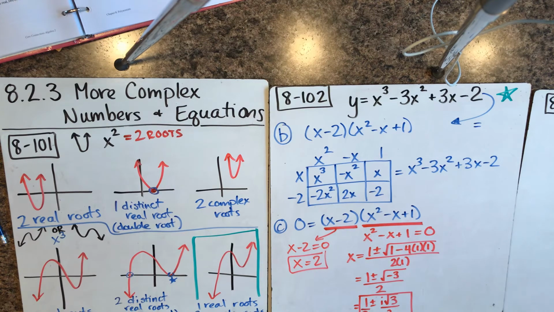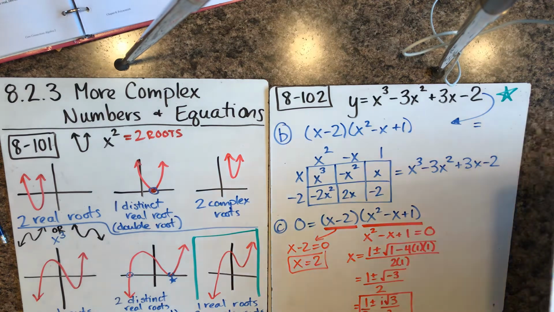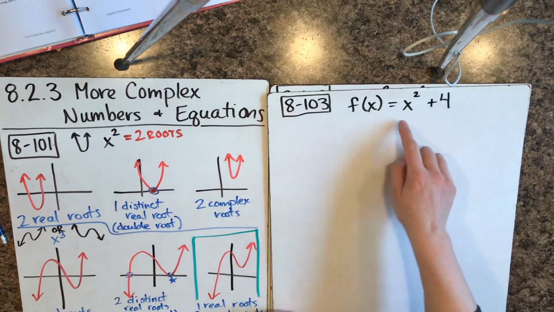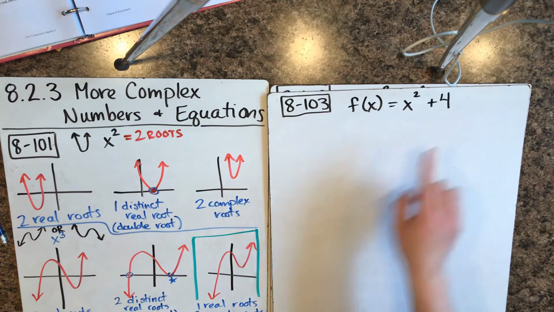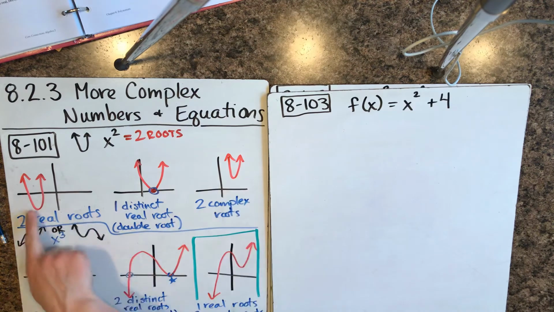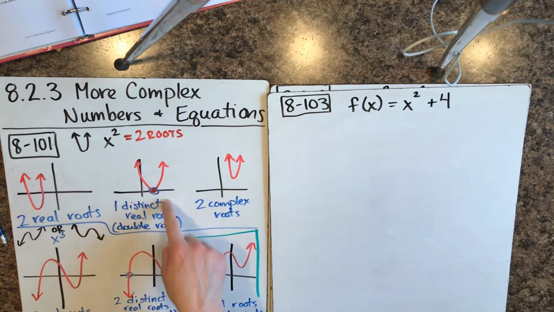Last question for today is a short question. Question 103 wants us to look at f of x equals x squared plus 4. We're done with these. That's, of course, a quadratic. So it's going to look like one of these three things. It's either going to have 2 real roots, 1 distinct with a double root, or 2 complex roots.